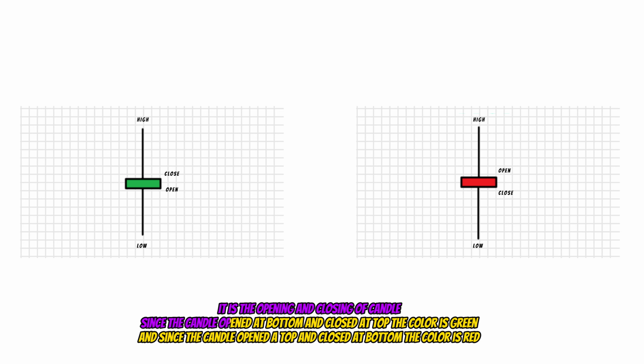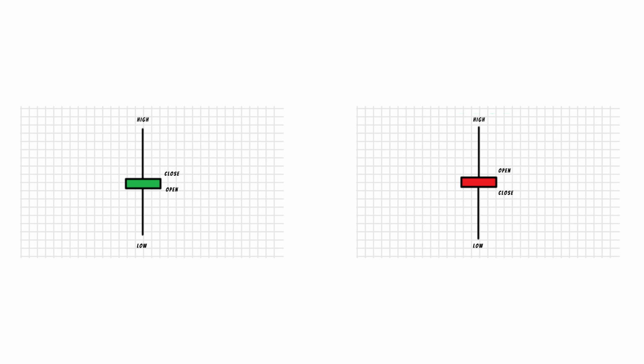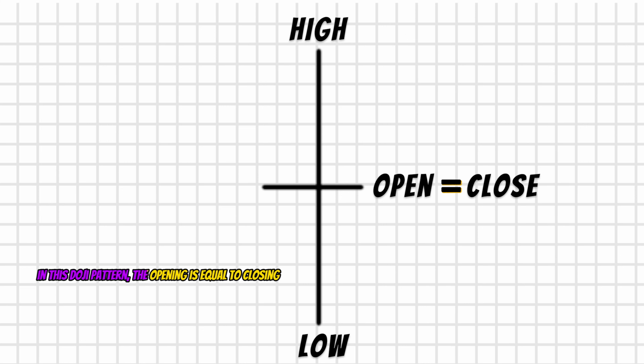Since the candle opened at bottom and closed at top, the color is green. And since the candle opened at top and closed at bottom, the color is red. In this Doji pattern, the opening is equal to closing.